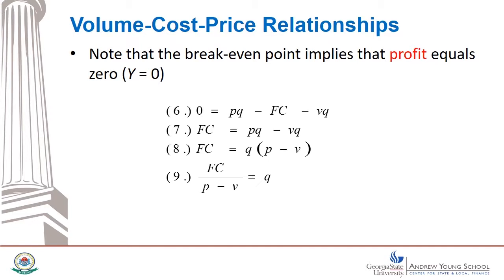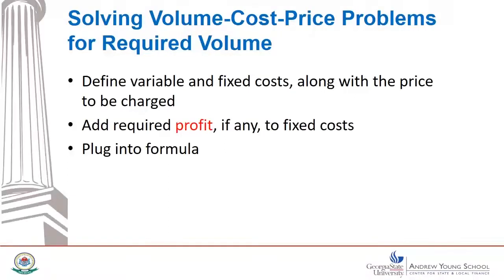Equation 9 goes the next step to solve for quantity, which is fixed costs divided by the result of price minus variable costs. Wow, that was a lot of algebra. So now we can catch our breath. But at least we now have various equation relationships to use in doing break-even analysis. We can now use those volume cost price relationships to determine the break-even point.